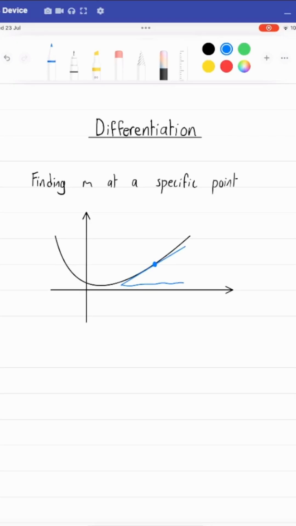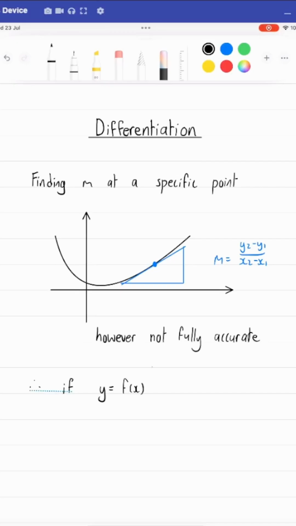To find the gradient at a point, you can draw a tangent to a curve and find the gradient. However, this only gives you an approximation. So what if we made it super accurate? Here's where we use the gradient function, dy/dx.